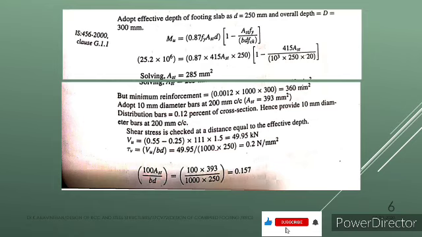Let us check for concrete shear strength. For finding tau c, first we have to find 100 Ast divided by b d. 100 is a constant, Ast which we have provided is 393. We got 360 and we have provided 393. So 393 is Ast, b is 1000, d is 250. We got the value of 0.157.